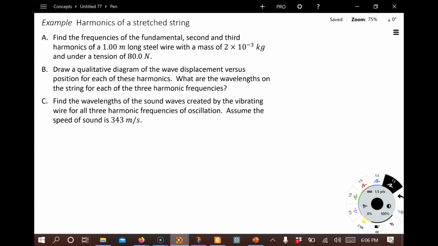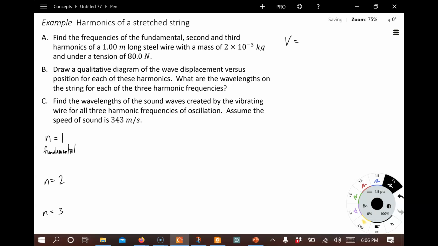So to figure out the frequencies of these, let me go ahead and just do here n equals 1. This is what we call the fundamental. And also below it, I'll do n equals 2, the second harmonic, and below that, n equals 3, third harmonic. First thing we're going to do here is figure out the speed of the wave using the equation.